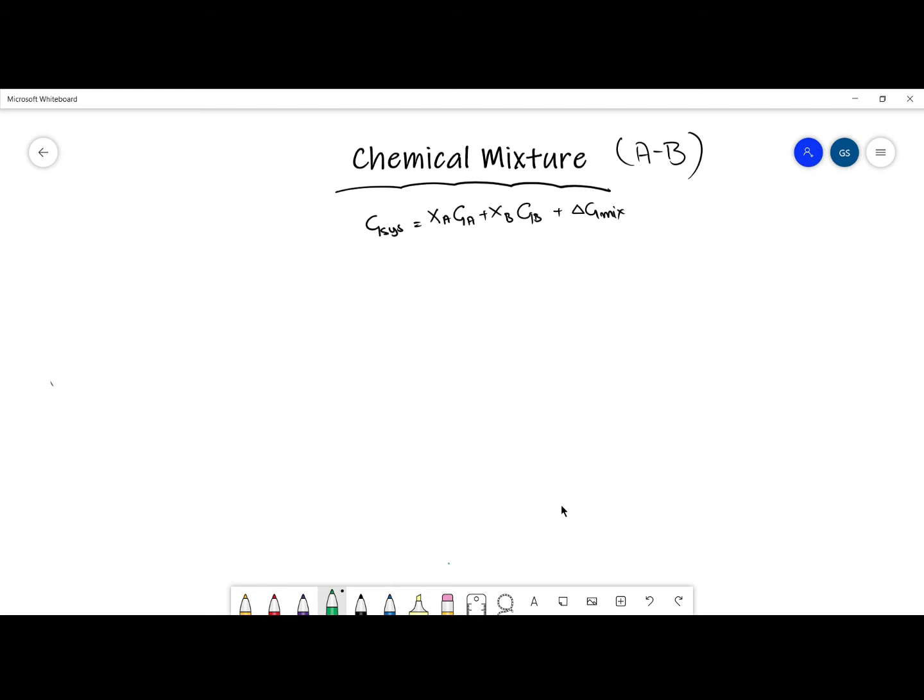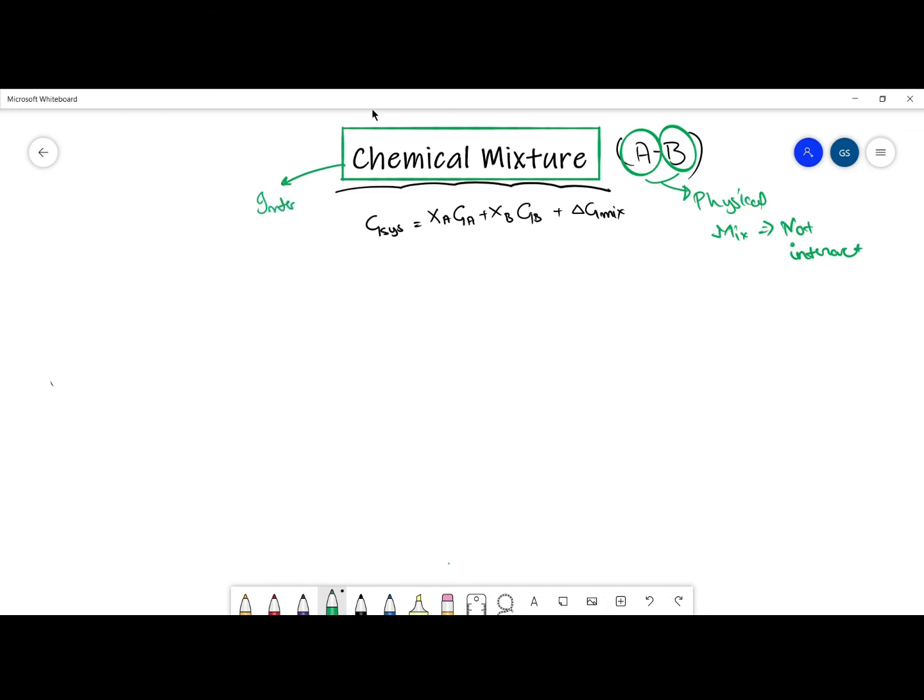Physical mixtures are the type of mixtures in which the particles, A and B, will be there and just stay there as they are. They will not react or interact. So these types of mixtures are known as physical mixtures, where they will not interact. And there is another type of mixture, that is chemical mixtures. Here, as the name suggests, A and B will interact.